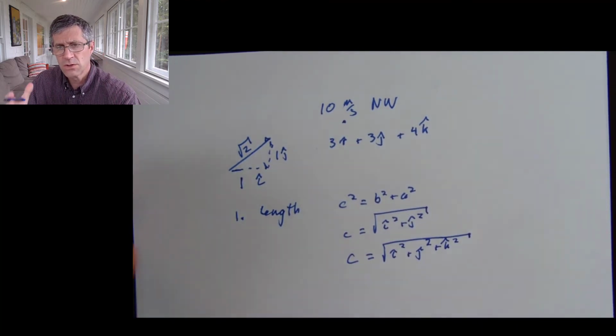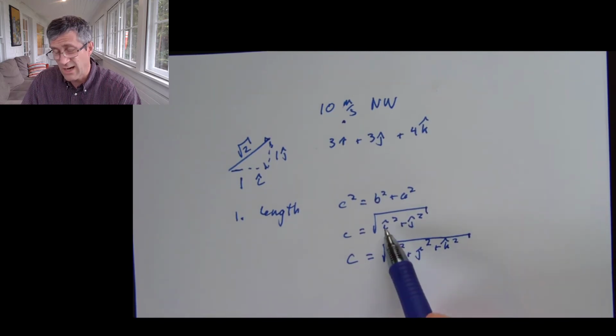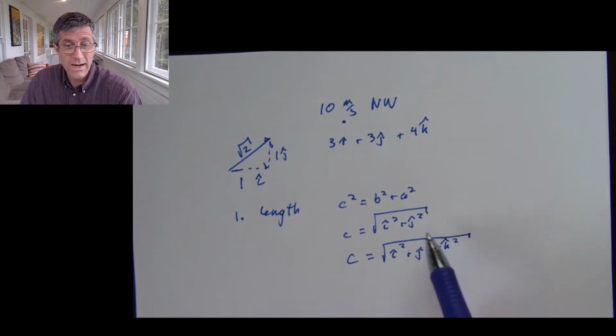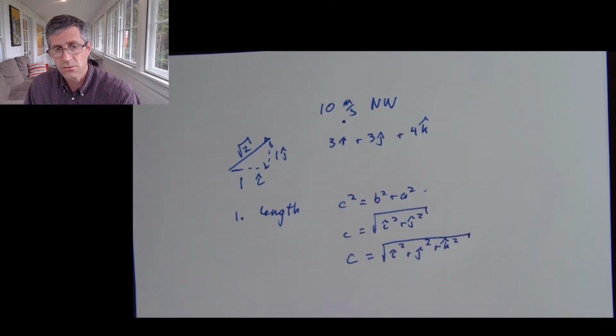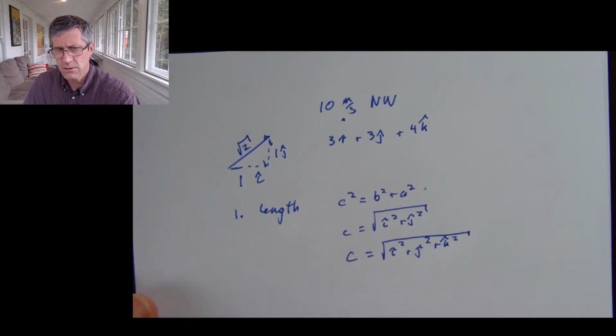So notice we're dealing with a coordinate system. I think of i as x, j as y, and k as z. So I'm thinking about a coordinate system that's all right angles to each other. So the Pythagorean theorem still functions for that. So one thing we'll do is provide length.